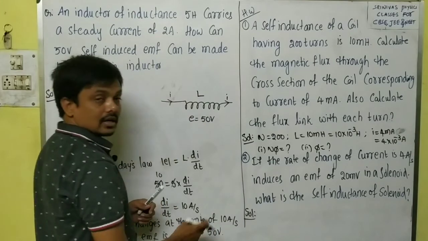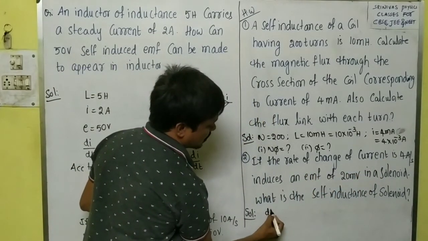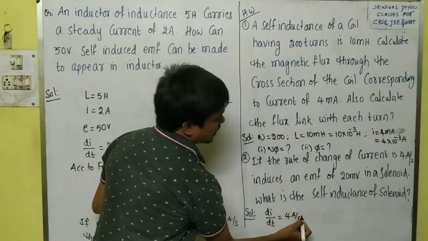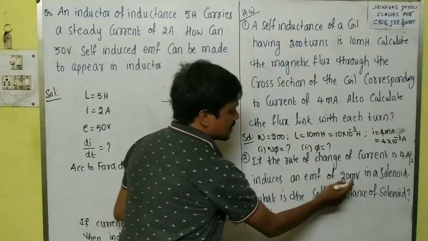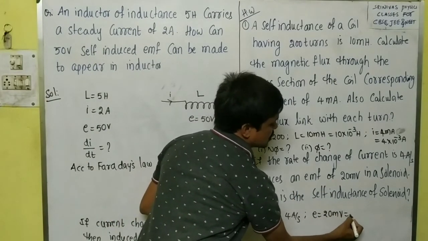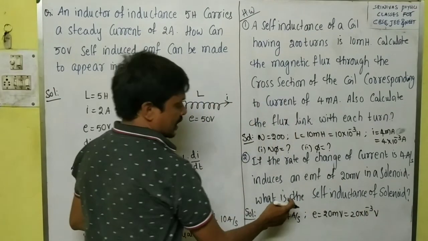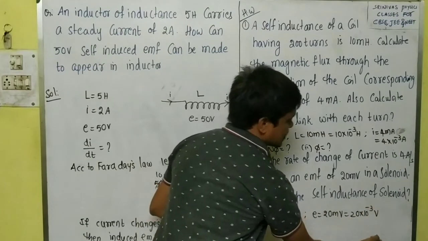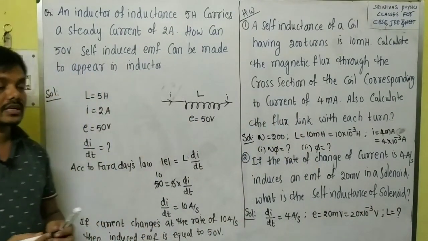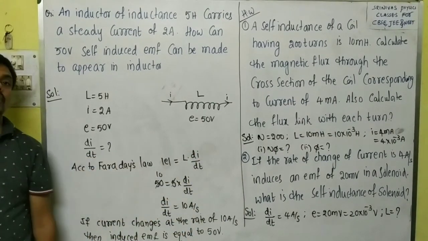If the rate of change of current is 4 ampere per second, in this, what they give, the rate of change of current means dI by dt. It is 4 ampere per second, right? It induces an EMF of 20 millivolts. This you change into volts, 20 into 10 to the power of minus 3 volts. And then what is the self-inductance of the solenoid? That means capital L is equal to how much, right? Use the same formula. Right, you can try the two questions and write the answer in the comment box.